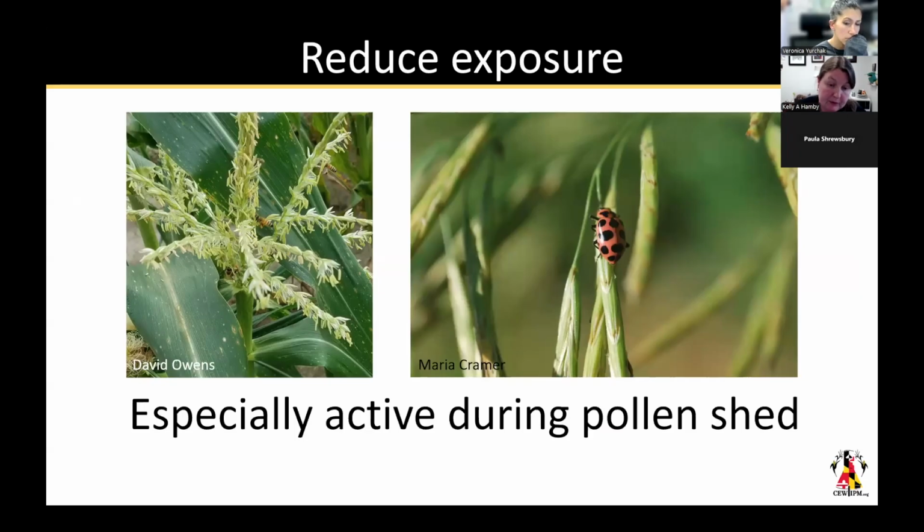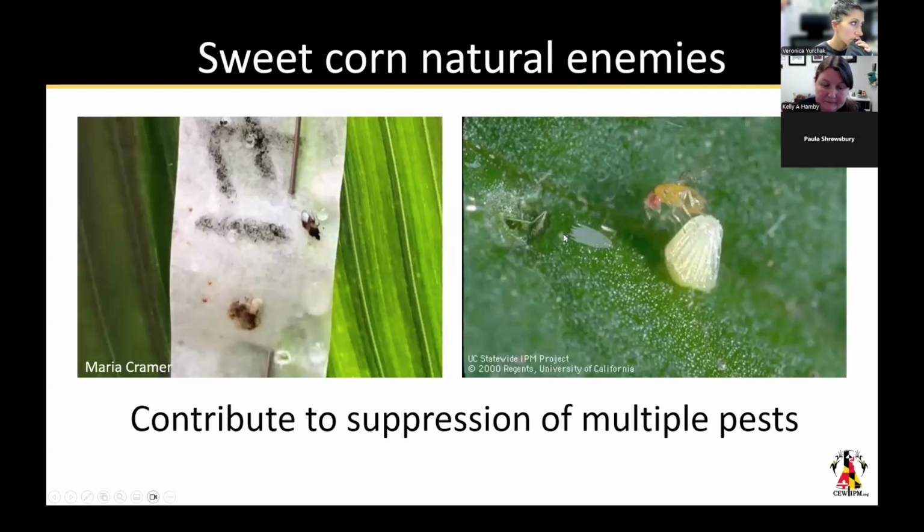So you can reduce exposure to your bees and natural enemies when you think about when you're spraying, which part of your spray program. So both bees and natural enemies tend to be especially active during pollen shed. We know that this pink spotted lady beetle really likes, it also feeds on pollen as well as insect pests. So it tends to come into corn when pollen is shedding. And these natural enemies are important in terms of contributing to the suppression of multiple pests in our system.